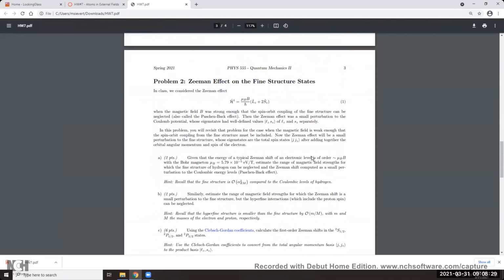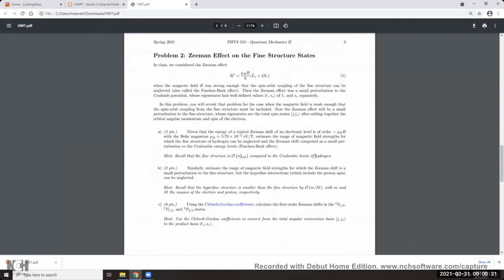For the problems, the real one problem on the homework assignment is about revisiting the Zeeman effect, including the fine structure of hydrogen. In class, we did the Zeeman effect for the Coulomb energy levels, which only included the Coulomb attraction between the electron and the proton. It did not include L.S fine structure. It did not include hyperfine structure. So this question is about how to treat the Zeeman effect with the fine structure.